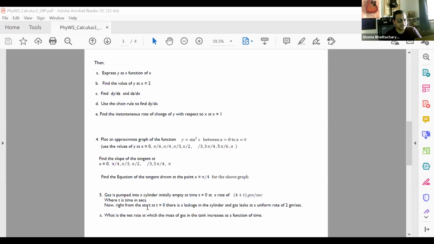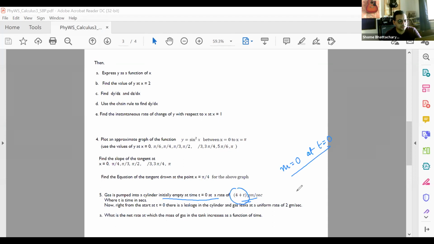So it says that gas is pumped into a cylinder which is initially empty. Okay, so one important information given here is that the cylinder is initially empty. So mass is 0. Mass of gas is 0 at time t equal to 0. That's how we can interpret this. Now what is happening is gas is being pumped in, through an inlet, let's say, at the rate of 4 plus t grams per second. So that's a mass rate.